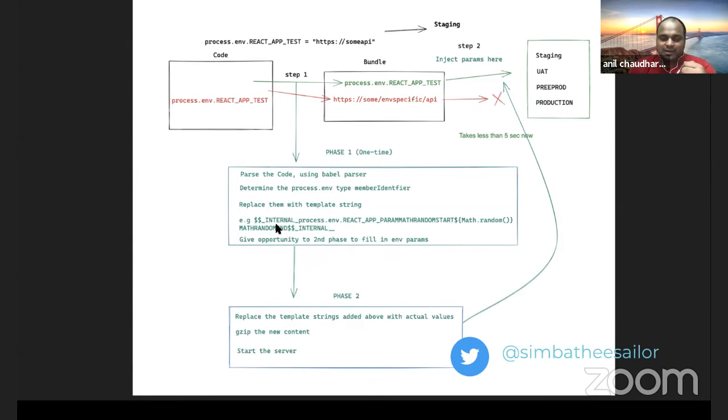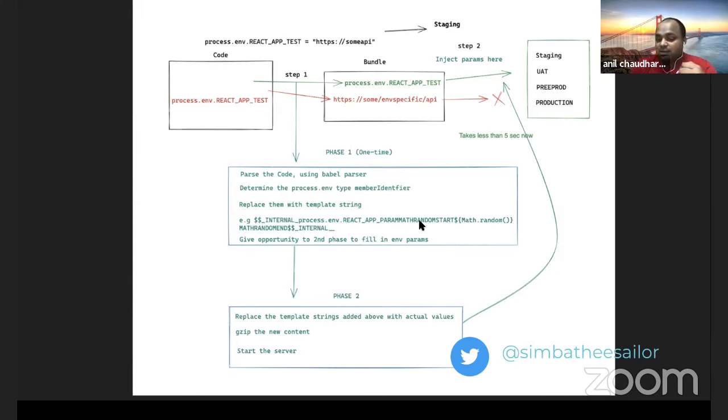What is the template string that I was able to figure out? This looks very cryptic and fuzzy to people, but it is something like $_internal. I tried to make it so unique that if someone wants to overwrite it, they can, but it should not be done mistakenly. Then there's a part called process.env.react_app. This is your param name, which I'll use to replace it in the second step.